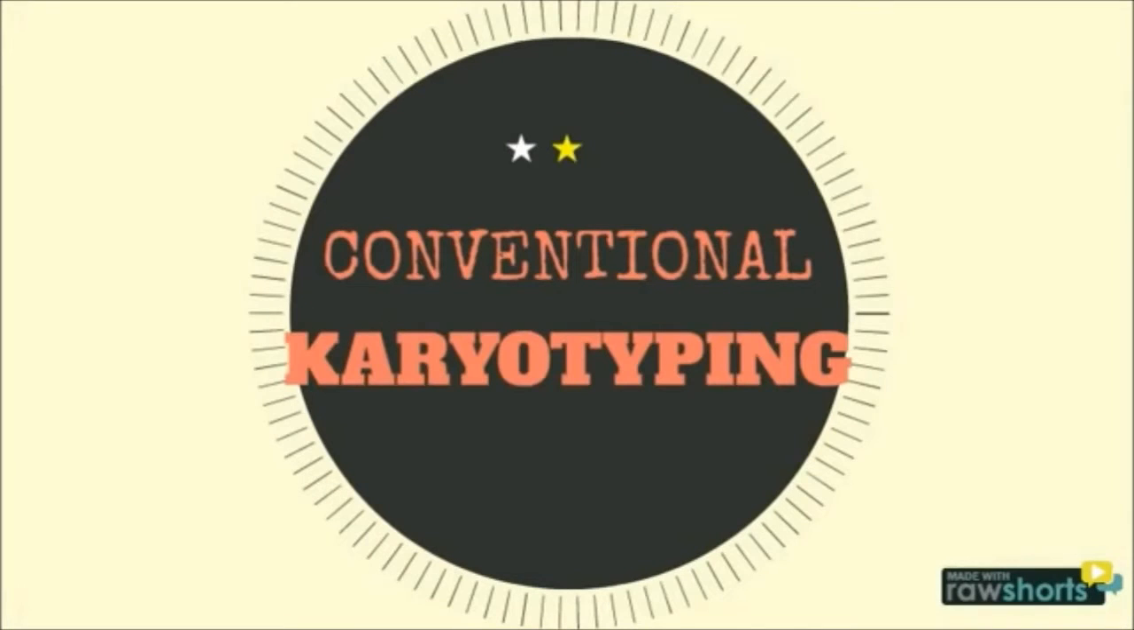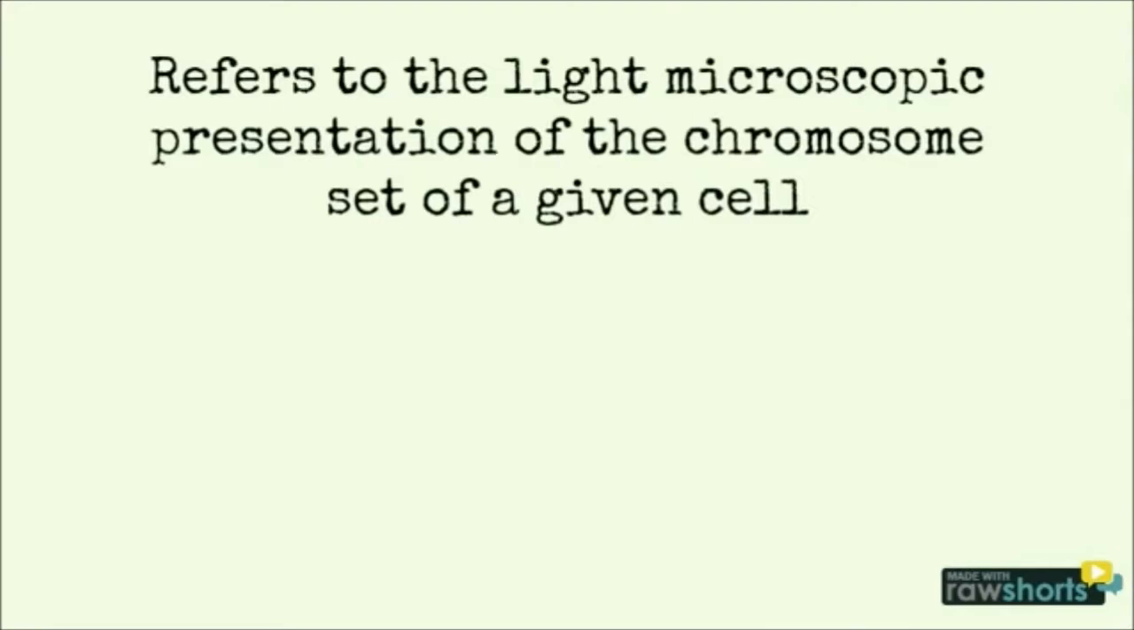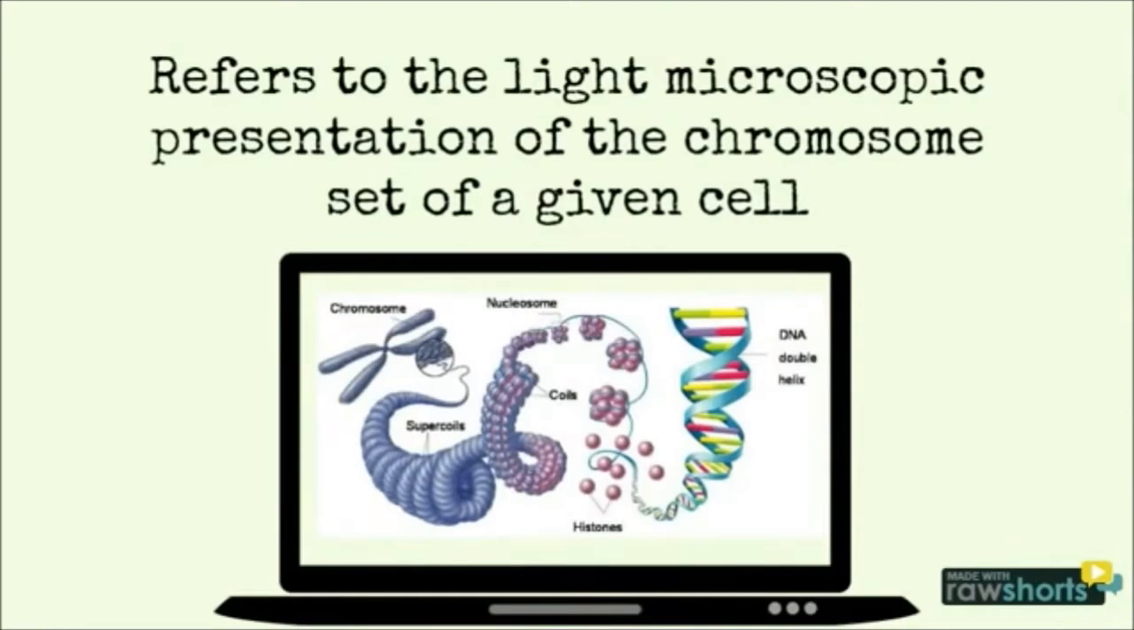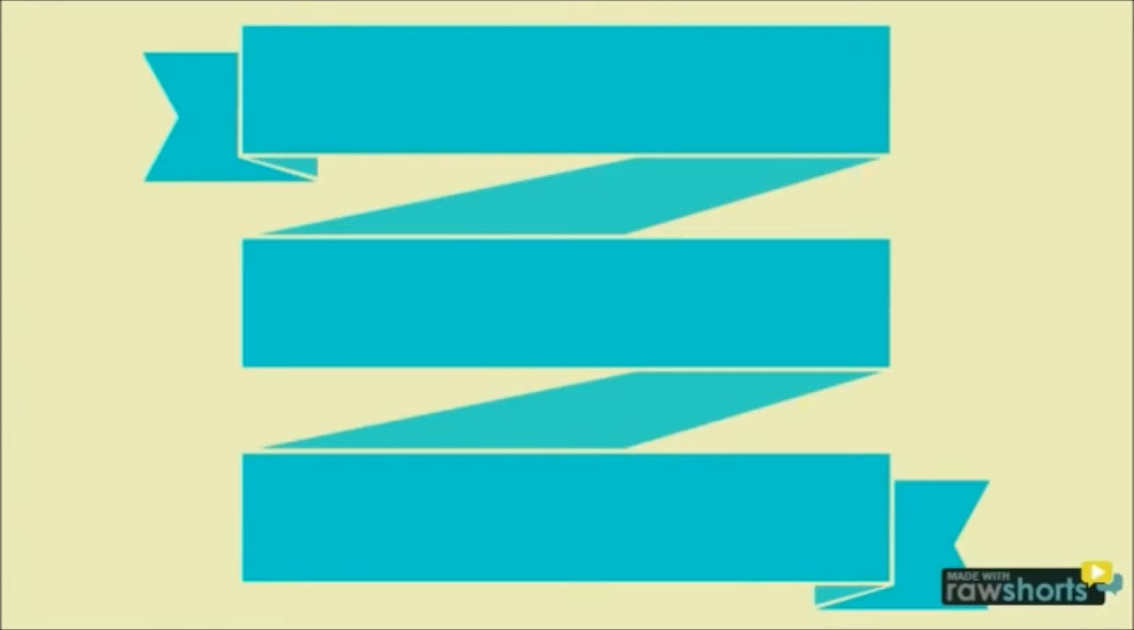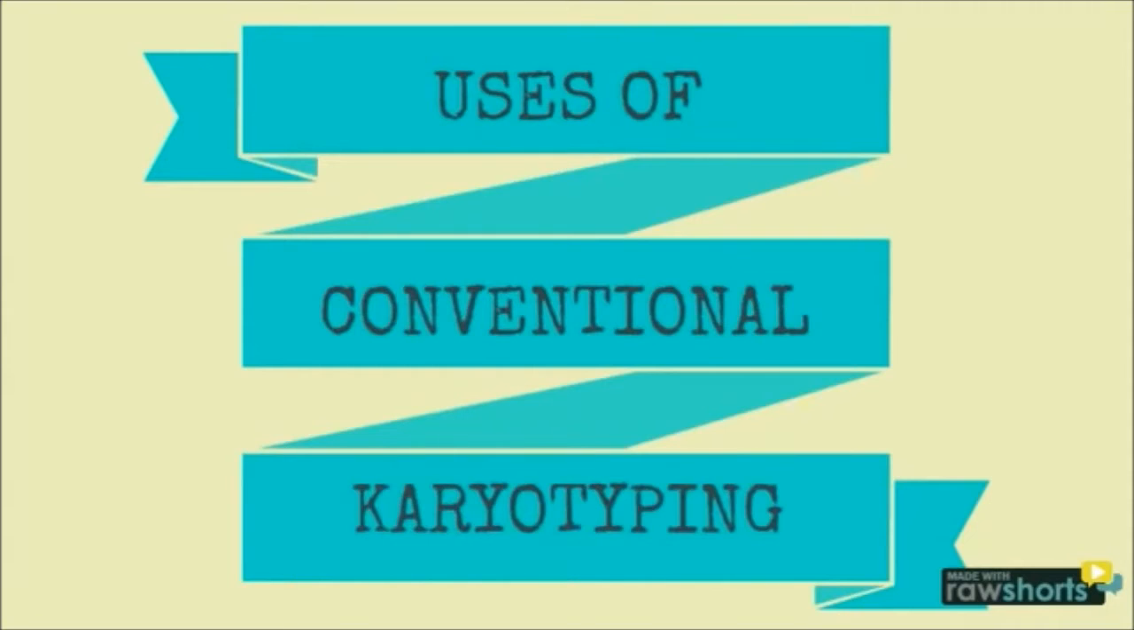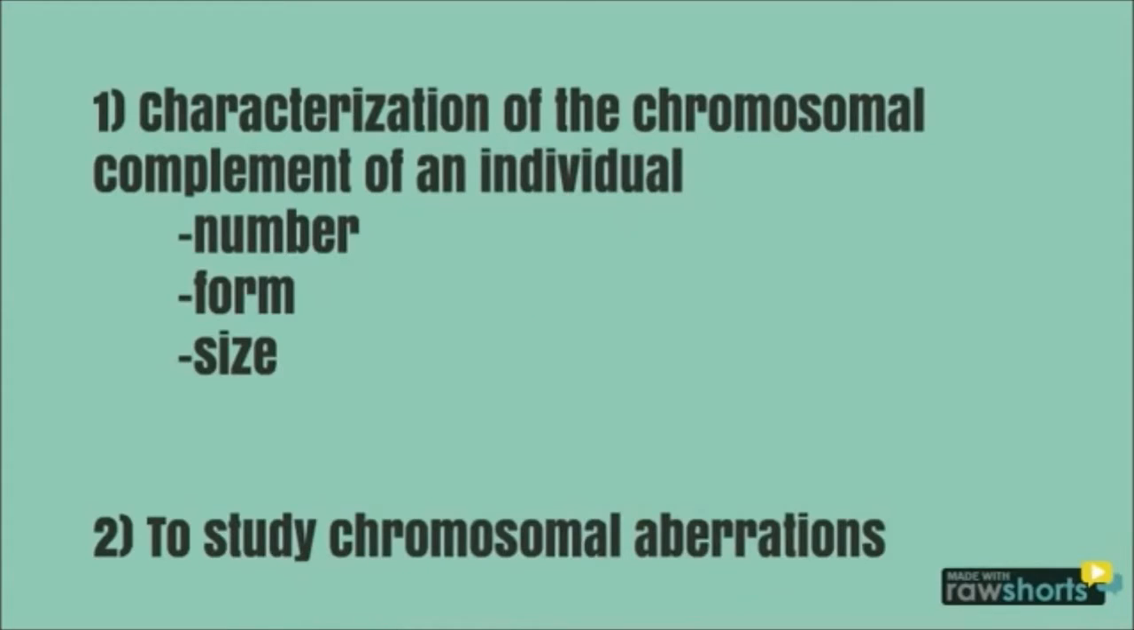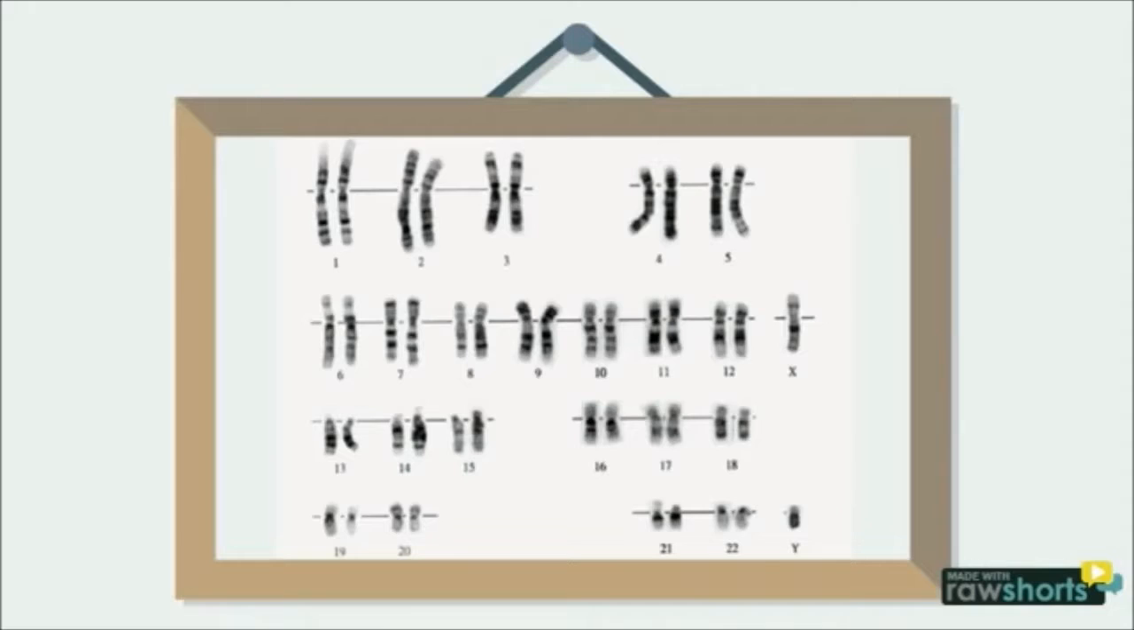Conventional karyotyping. Conventional karyotyping refers to the light microscopic presentation of the chromosome set of a given cell. The uses of conventional karyotyping: it is used to characterize the chromosomal complement of an individual and to study chromosomal aberrations. This is an example of karyotyping.